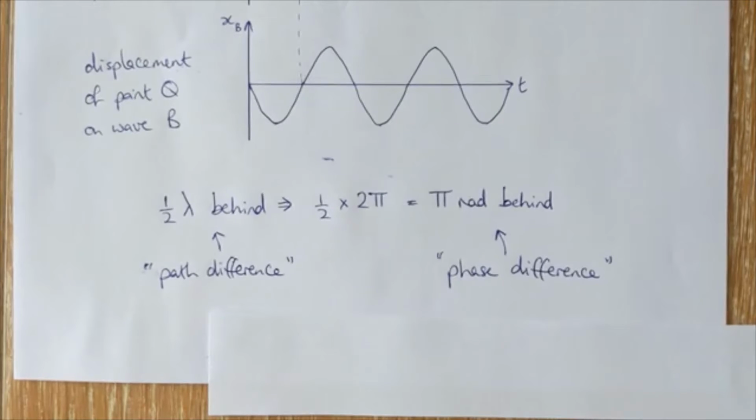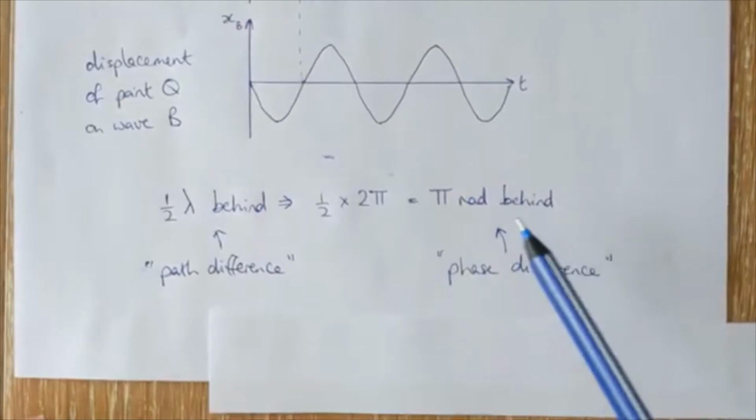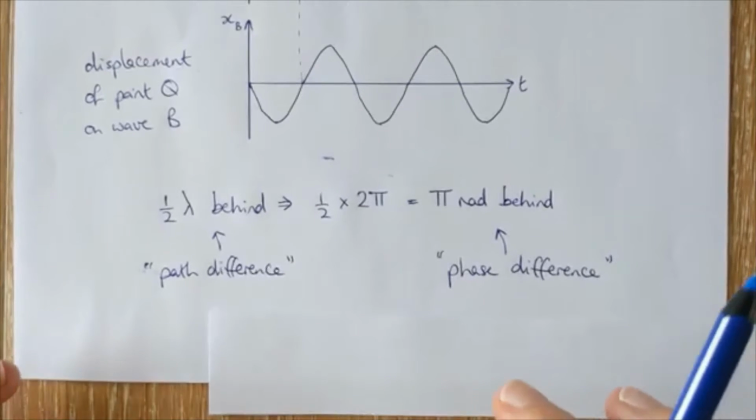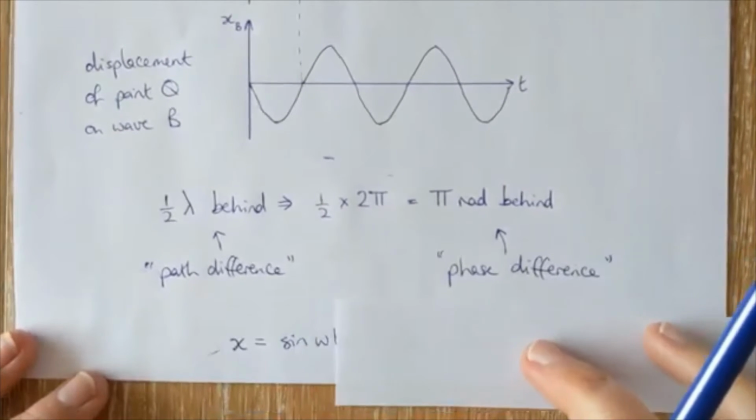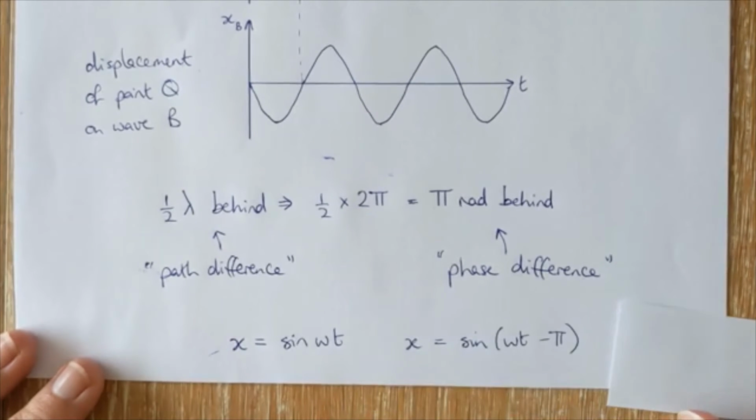Now you might be thinking, why on earth can't we just talk about path difference? Why do we have to convert to phase difference? And the answer is that if this is the equation of a wave, then this is the equation of a wave that is half a wavelength behind. So the phase difference is what goes into the maths there, so that's the reason.